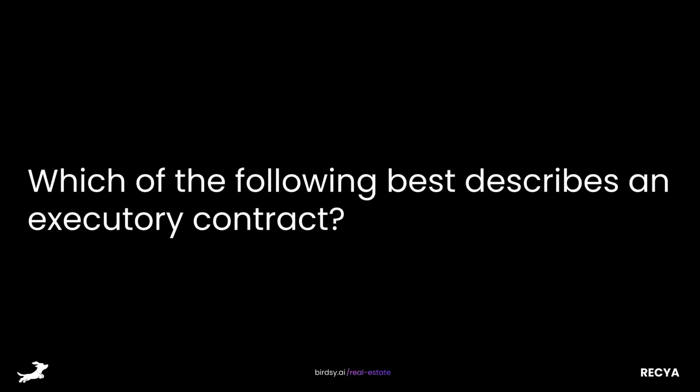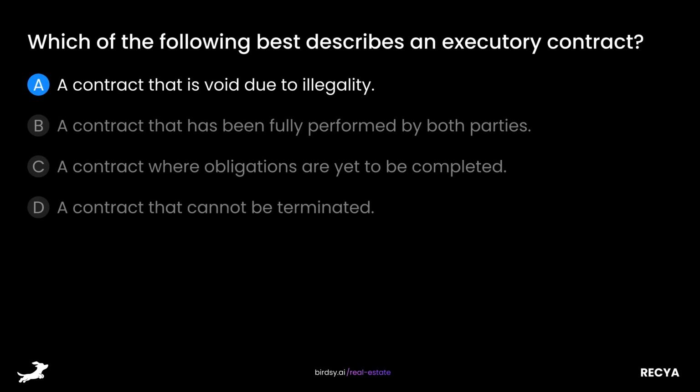Which of the following best describes an executory contract? Is it A, a contract that is void due to illegality, B, a contract that has been fully performed by both parties, C, a contract where obligations are yet to be completed, or D, a contract that cannot be terminated? The answer is C, a contract where obligations are yet to be completed.